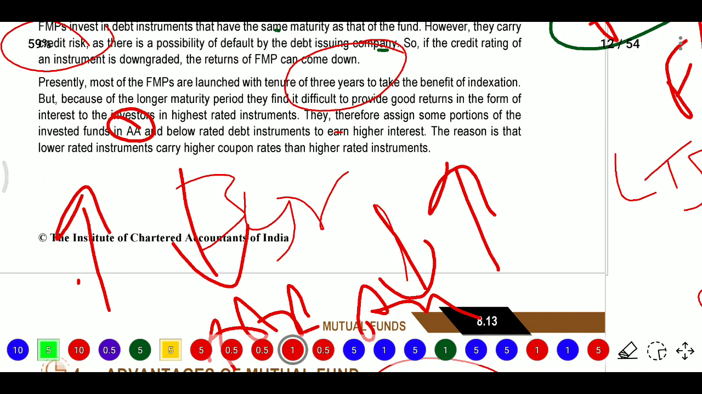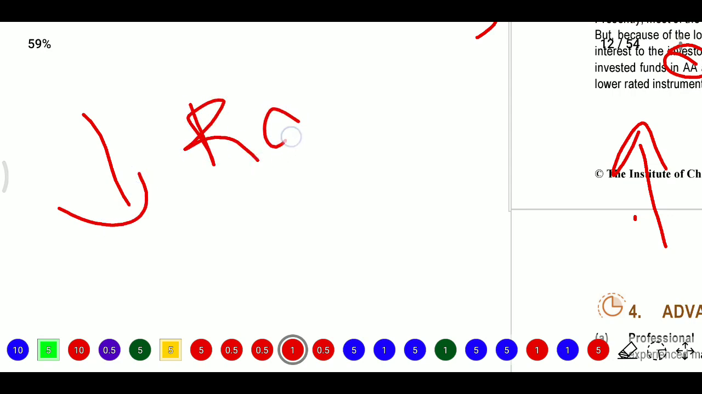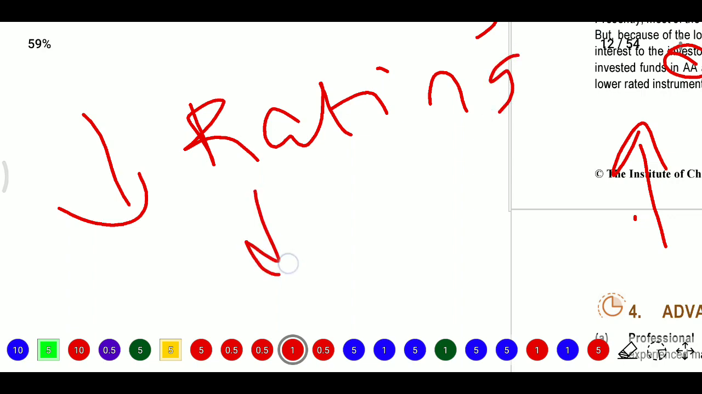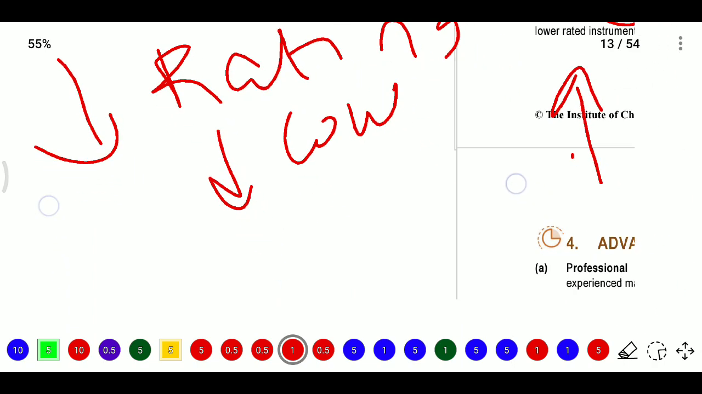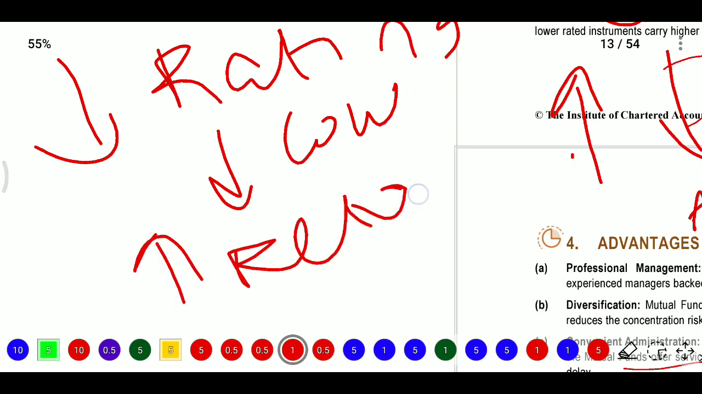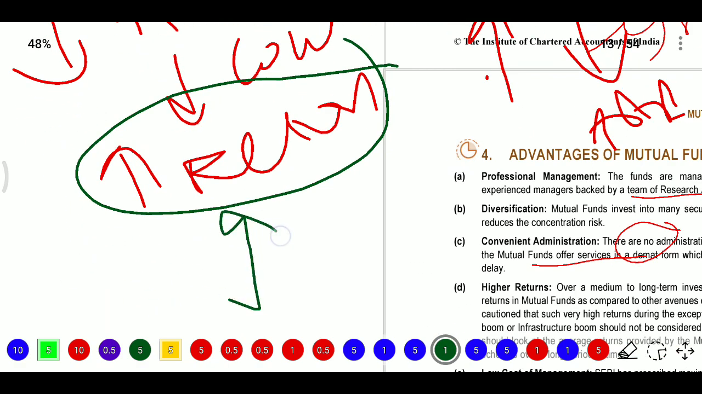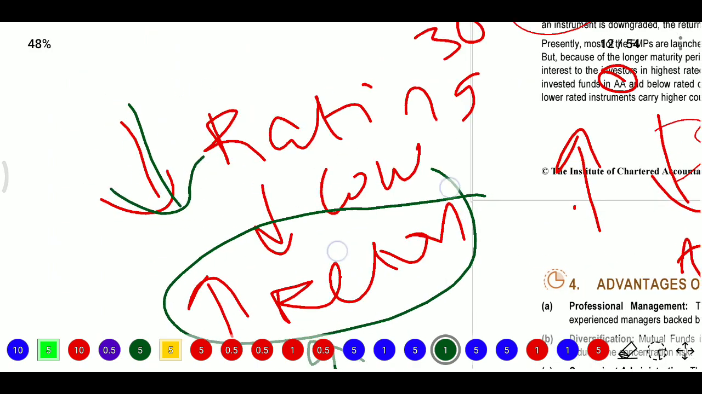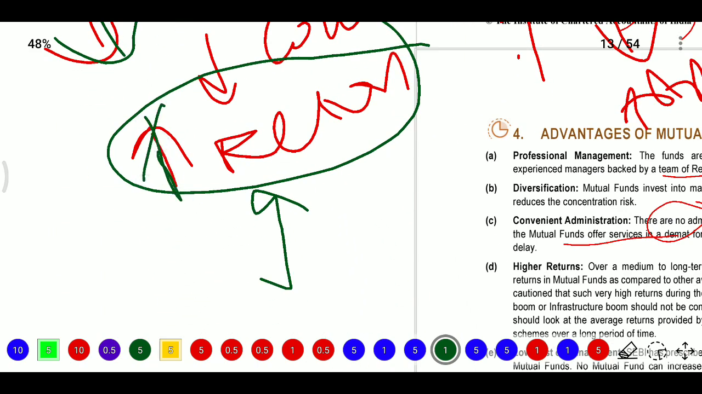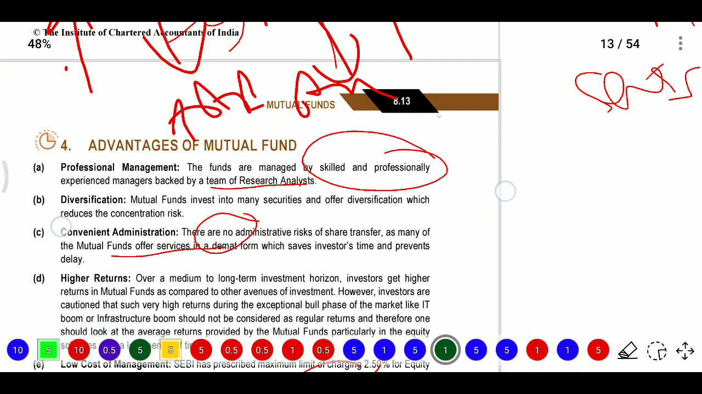They go for lower rated instruments to earn the higher interest. The reason is that low rated instruments carry high coupon interest rates. Why? When a company has a low rating, the trust people have in this company is low, so when trust is low, the company will give more return. Some people will see that it is giving more return, so they will invest. So when the rating is low, they try to give more coupon interest. That is the main point here about fixed maturity plans. We will see these advantages in the next video.